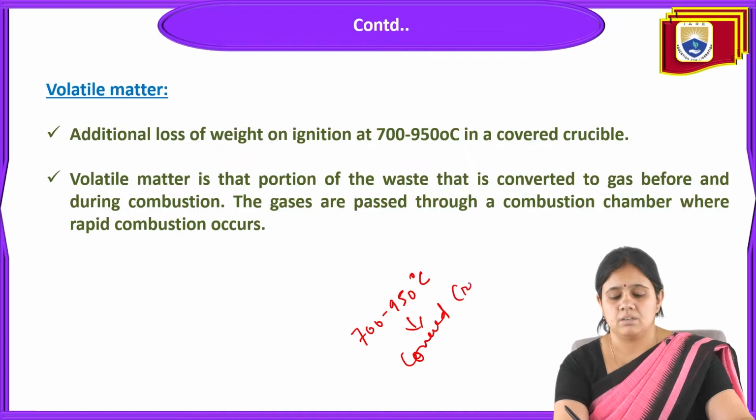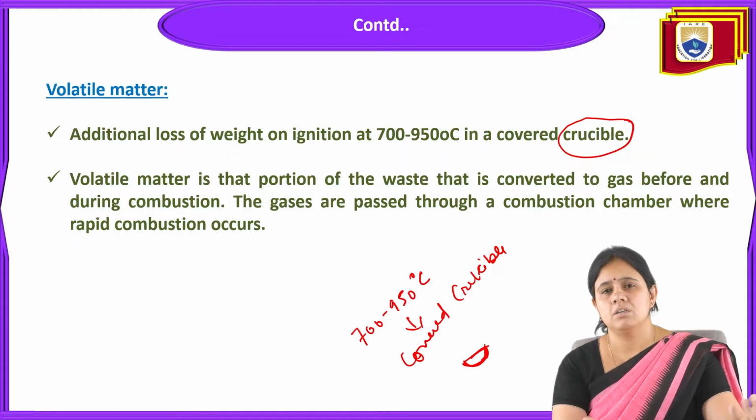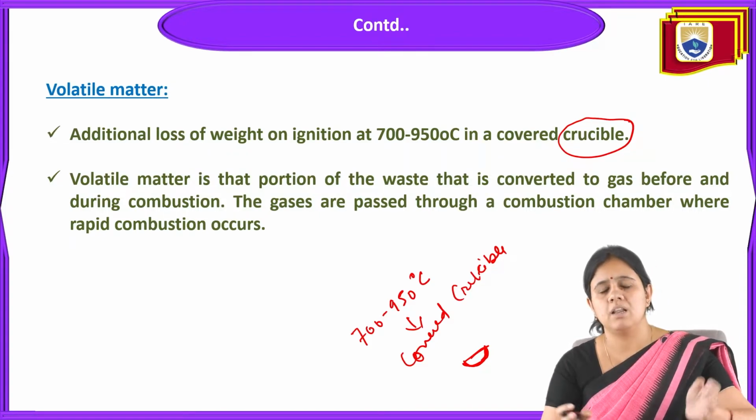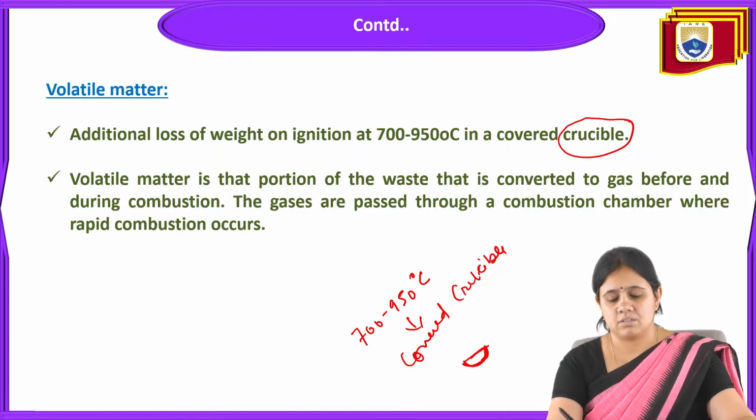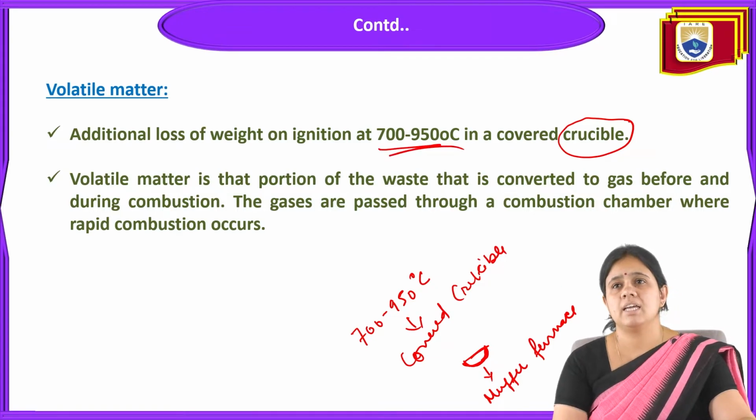Crucible, as you know this word, is a small pot in which we put waste inside, and this crucible we put inside the muffle furnace. The muffle furnace is there to heat the waste. So what happens inside the muffle furnace? Anything is heated to a very high temperature. So, additional loss of weight on ignition at 700 to 950 degrees Celsius in a covered crucible.